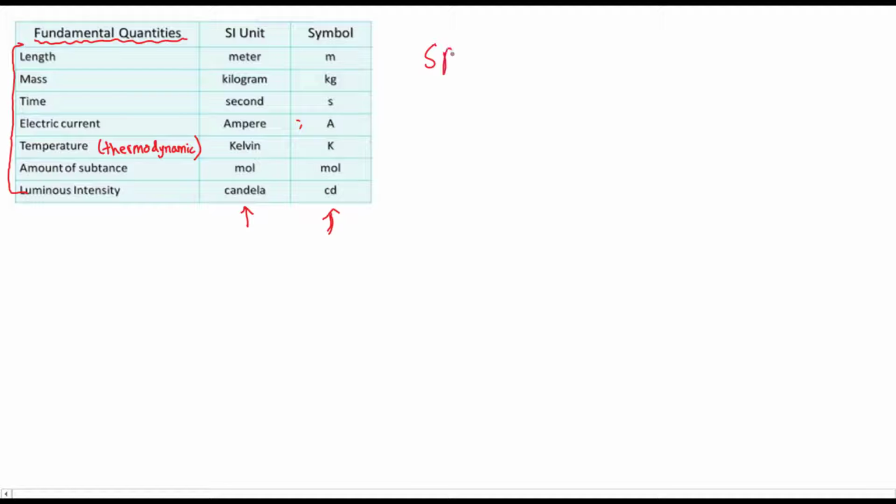Let's take speed as an example. Speed, we know, is change in distance upon change in time, which can be measured in meters upon second, which can be written as meters per second or meters into second raised to power minus 1. So this sort of exponential form is what we consider as the standard in physics rather than involving numerators and denominators. We can do the same thing for more complex quantities such as force.